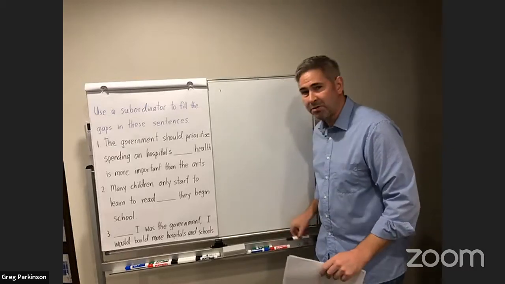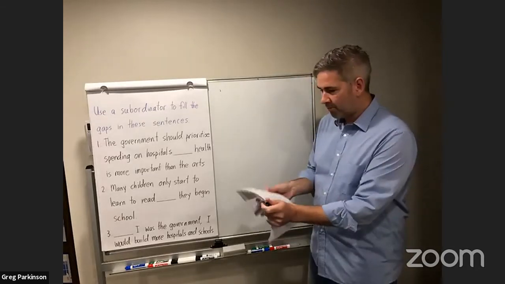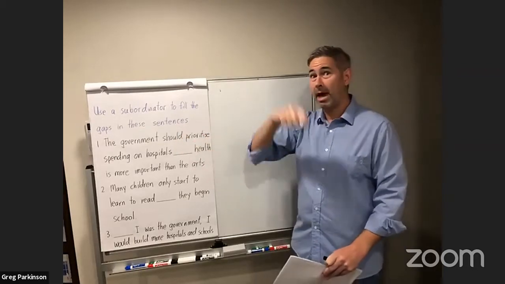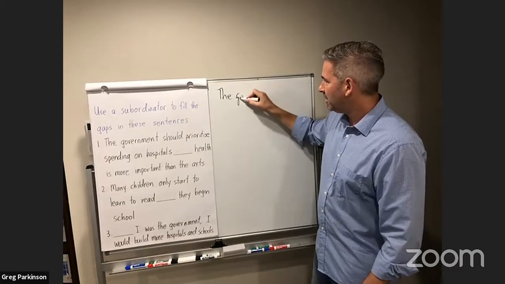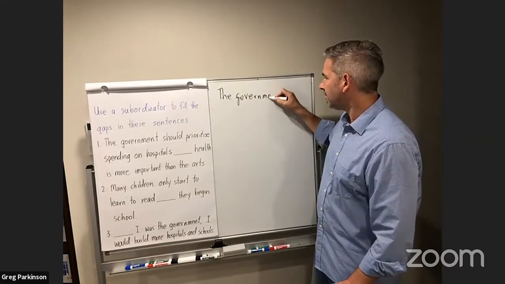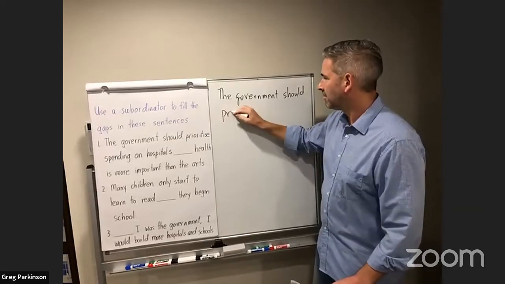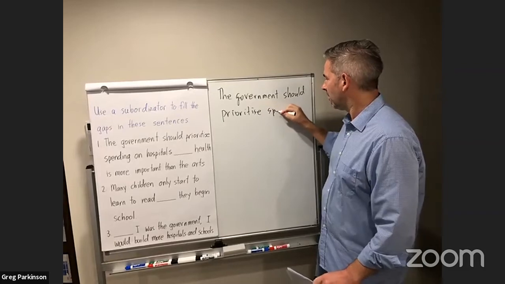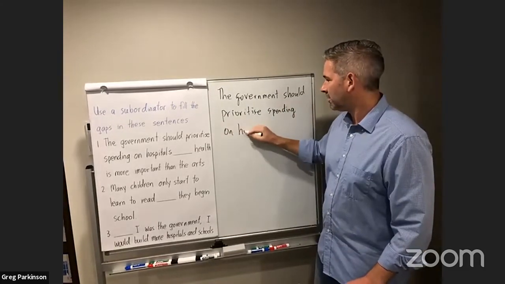What I'll do with the first one, just to give you some support, is I'll write this up on the board, and then I'll flip back to the subordinating clauses. So the government should prioritize spending on hospitals.